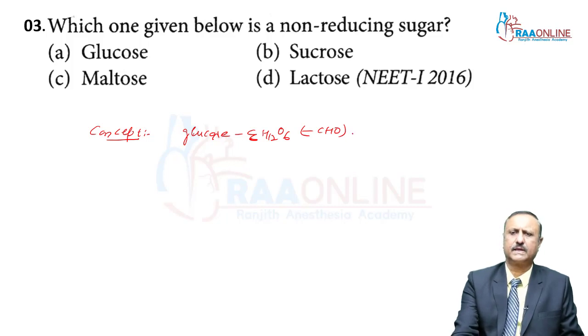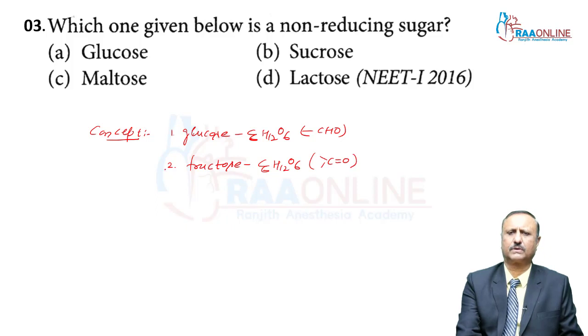When this aldehyde group is freely present in glucose, number 1, and when we see fructose, the formula is the same, C6H12O6, but here a ketonic group is present in fructose. When you see glucose and fructose, in glucose a free aldehyde group is present and in fructose a free ketonic group is present, and these aldehyde or ketonic groups reduce Tollens' reagent as well as Fehling solution.